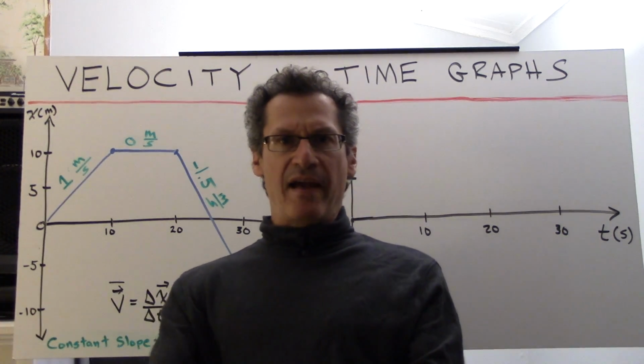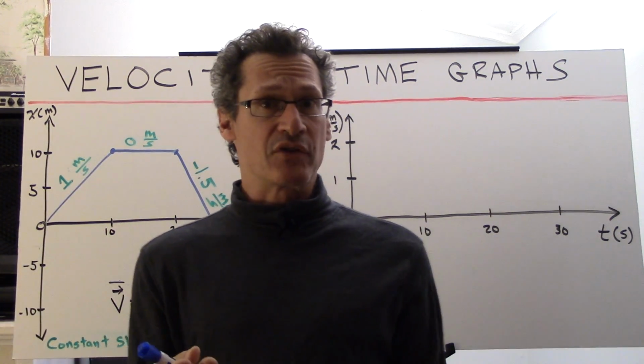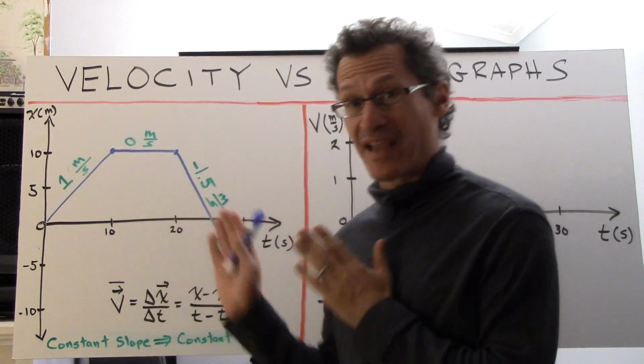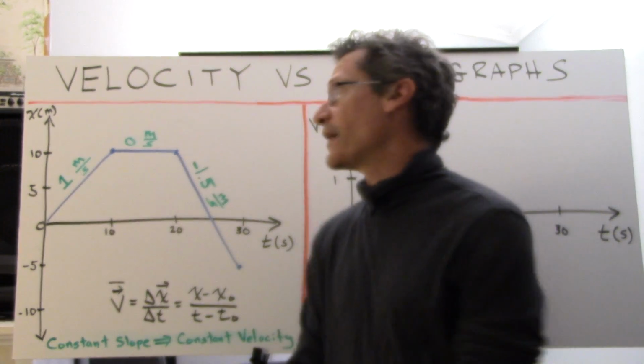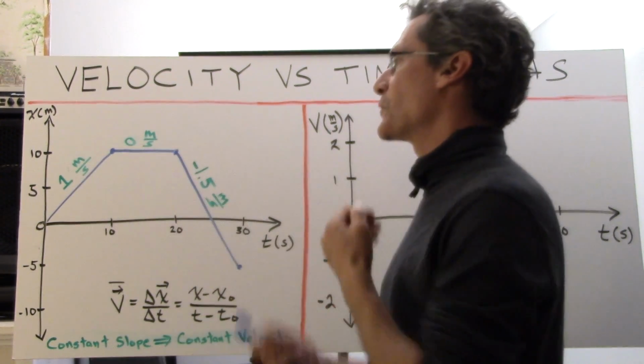Velocity versus time graphs, v and t. Actually, my favorite graph, contains a lot of great information. We're going to take a look at it for the first time. But to get there, we're going to go with our familiar friend, the position versus time graph. But that's what this is.